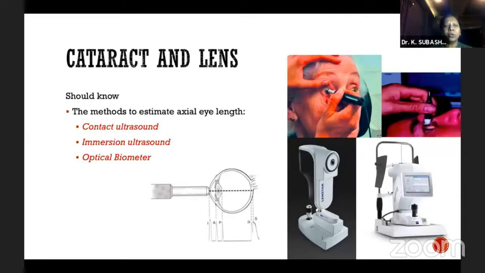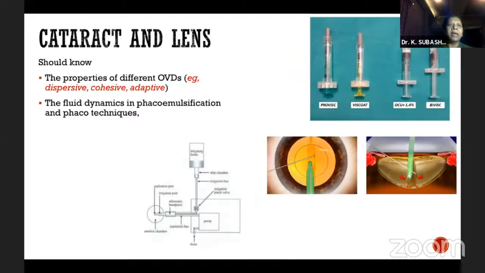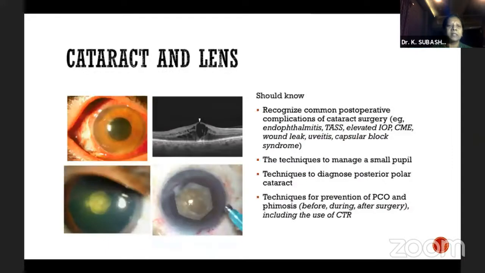The trainee should know the methods to estimate the axial length by contact ultrasound, immersion ultrasound, and optical biometer, and should know the properties of different OVDs like dispersive, cohesive, and adaptive, in which phases of surgery to utilize them, and their advantages and disadvantages. Should also know the fluid dynamics in phacoemulsification and the phaco techniques, which is the state-of-the-art surgery.